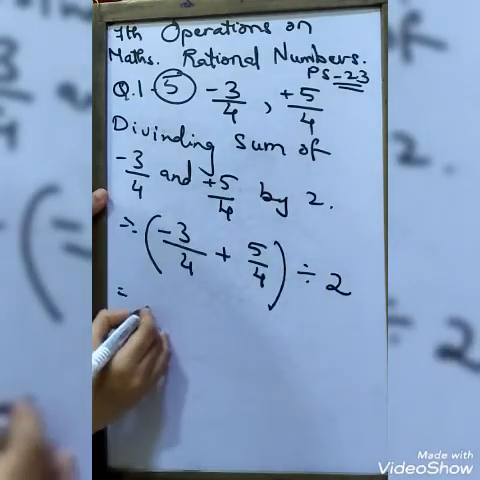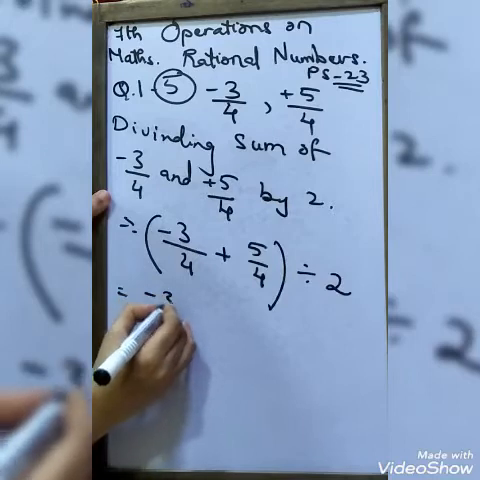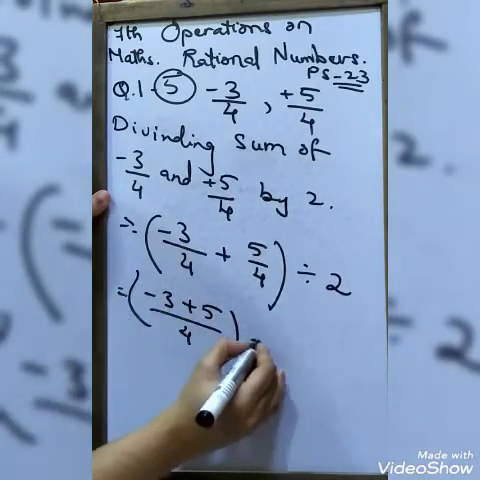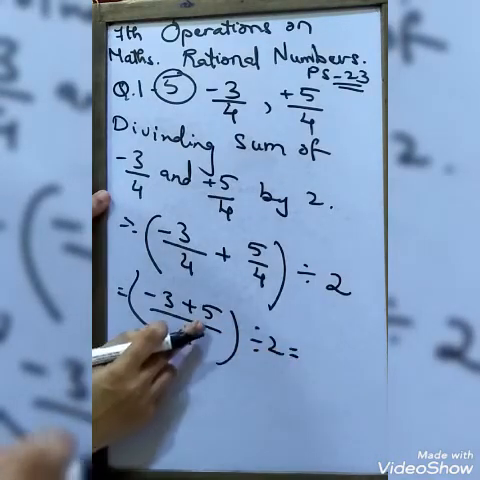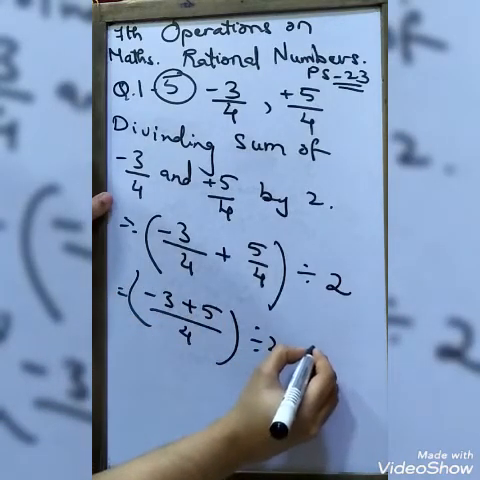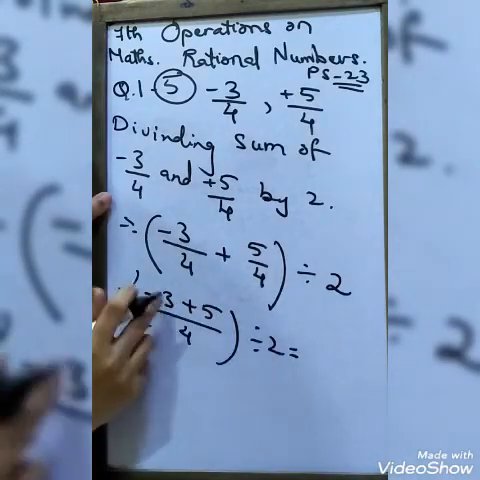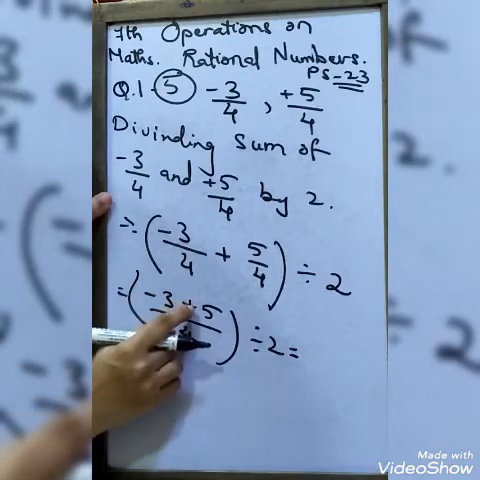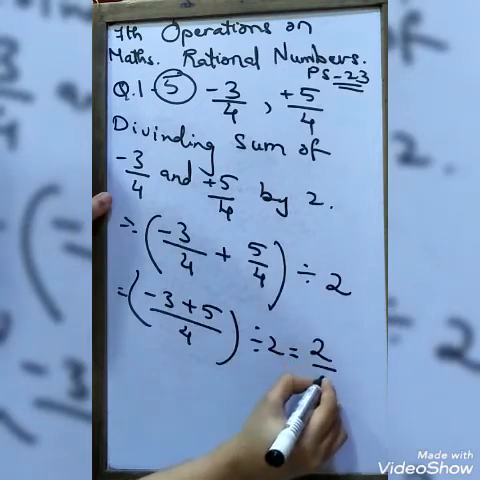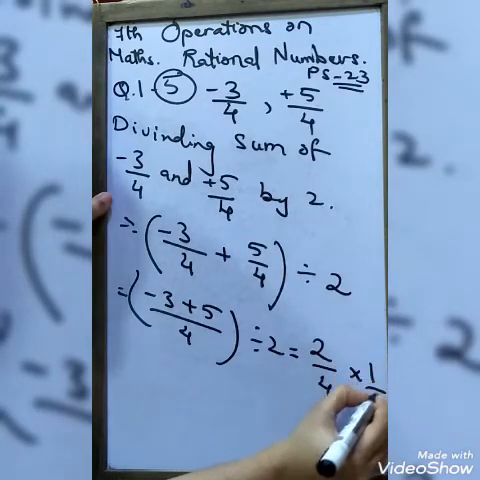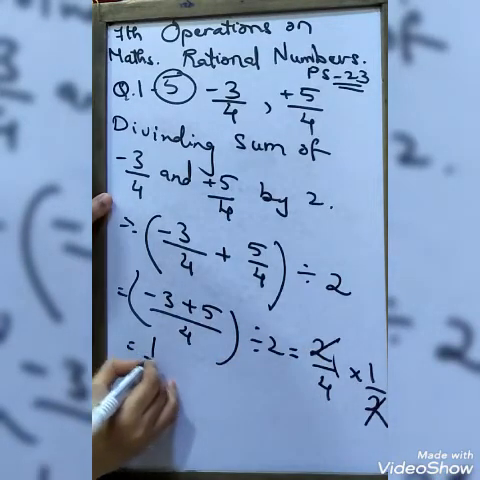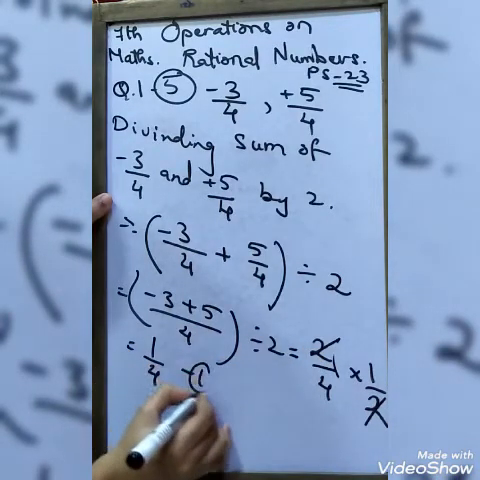So here it will be half, minus 3 plus 5 upon 4 divided by 2. Now here 5 is bigger than 3, so directly I am taking 5 minus 3, it is 2. But the bigger number's sign will come, as plus, because 5 is bigger. So here 2 upon 4 into 1 upon 2, so this 2 gets cancelled. So the answer will be 1 upon 4. The first number we have found.